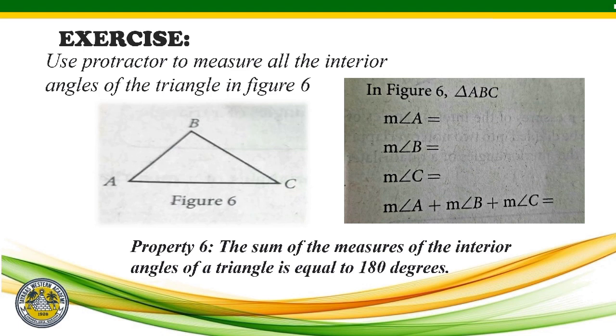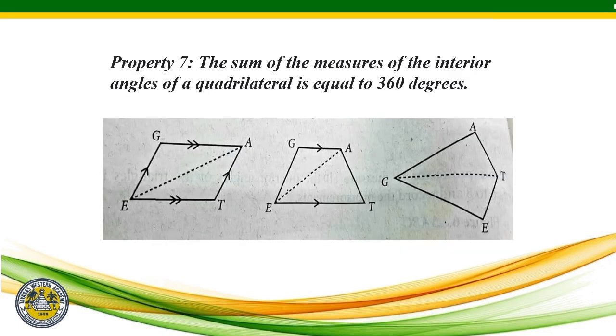Because according to property 6, the sum of the measures of the interior angles of a triangle is equal to 180 degrees. Remember that, class? You remember that in property 7, the sum of the measures of the interior angles of a quadrilateral is equal to 360 degrees. Okay? Then, of course, let us extend the use of these properties to the sum of measures of the interior angles of the other polygons.